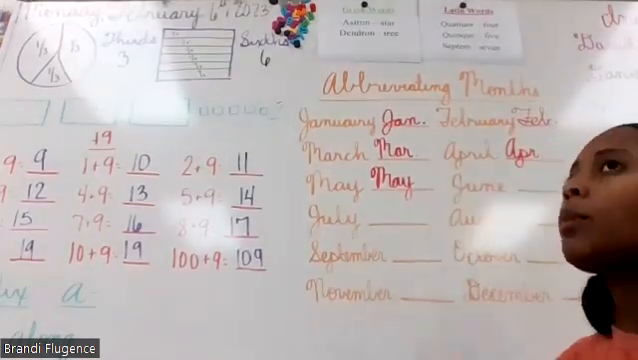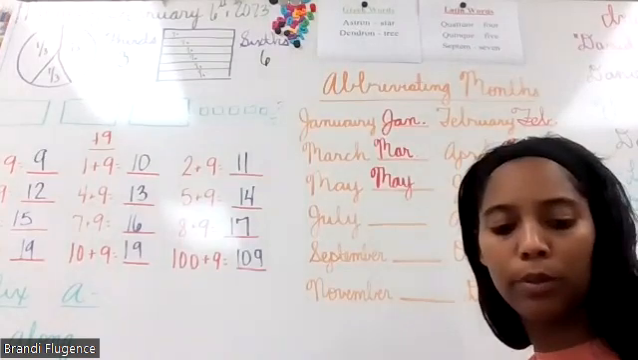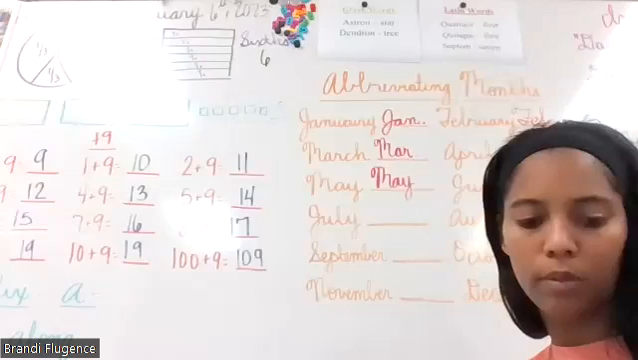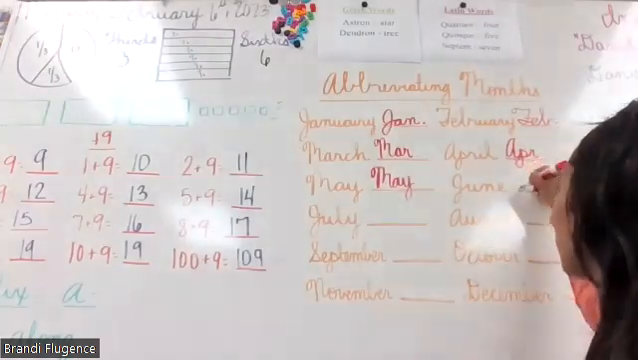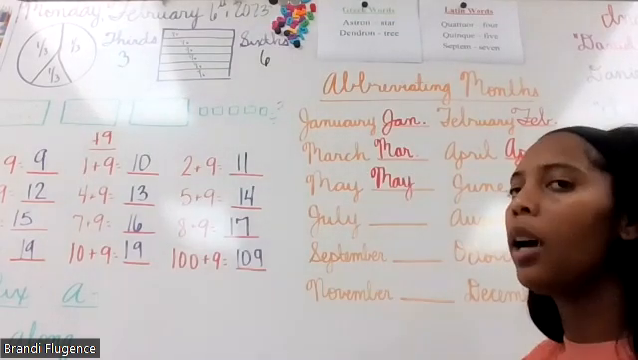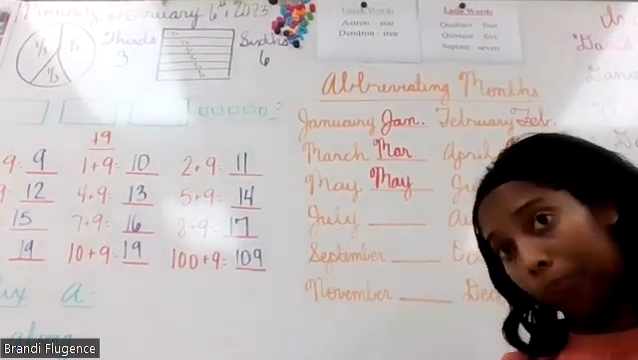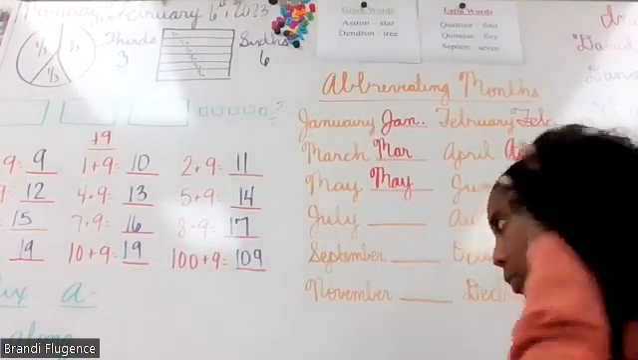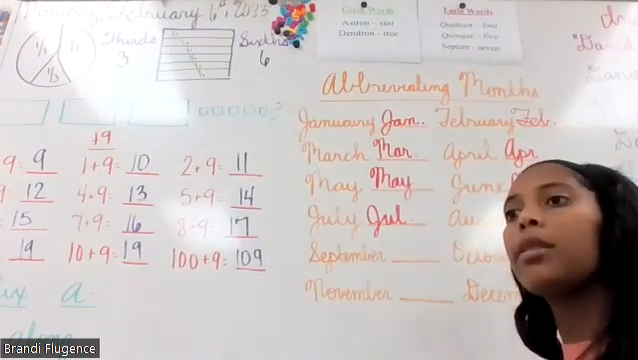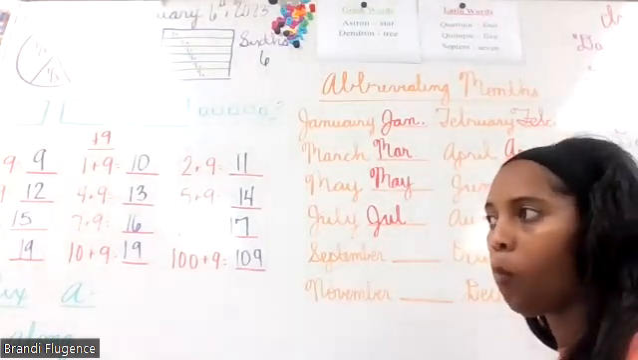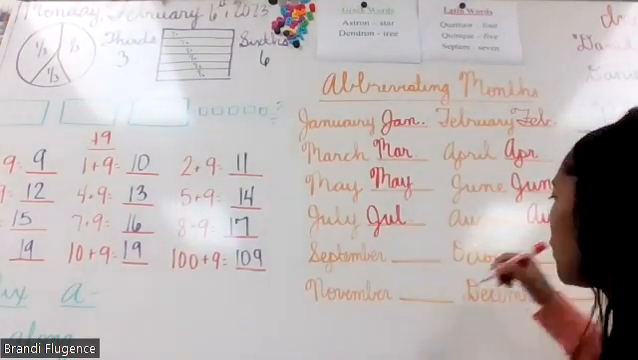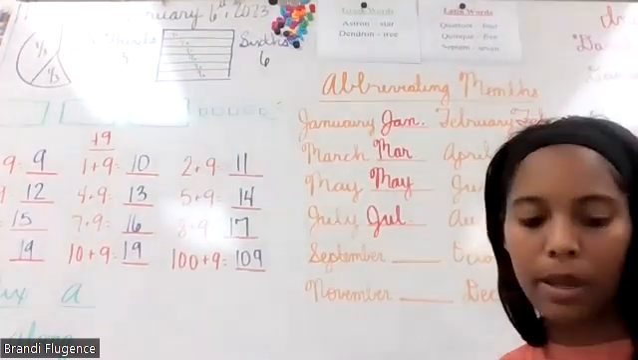Okay, so next is June. Anybody want to try June? How will we abbreviate June? Capital J-U-N dot at the end. July. How will we abbreviate July? Capital J-U-L dot. August. Capital A-U-G dot. First 3 letters. September. How will we abbreviate September?